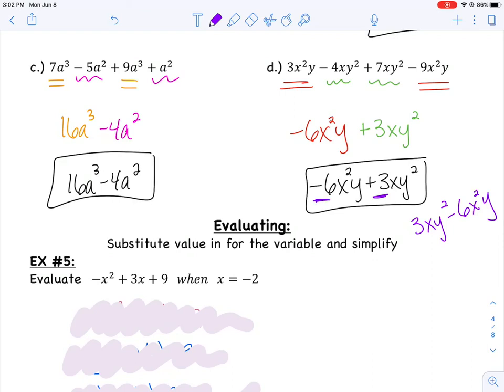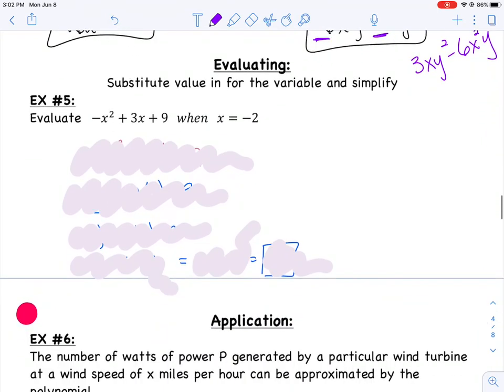Okay? All right, the next thing we're going to do with our polynomials is what we call evaluating. Evaluating means we're just going to substitute in a value for that specific variable and then simplify. So for example, in example number 5, if I give you this polynomial, this quadratic trinomial, look at that, it's a second degree with 3 terms, negative x squared plus 3x plus 9, if I ask you to evaluate it when x equals negative 2.